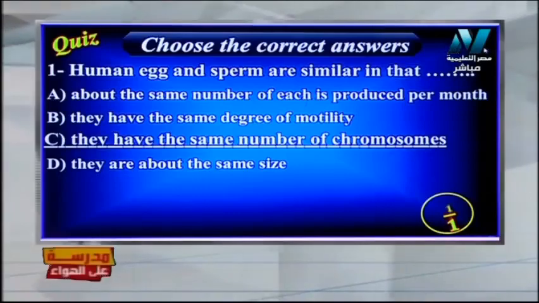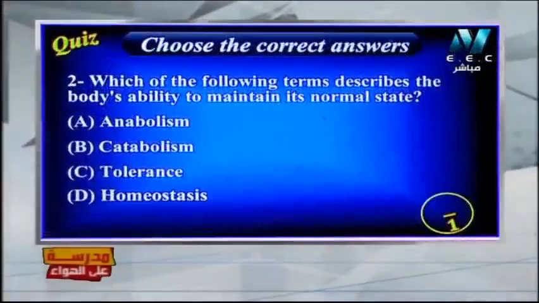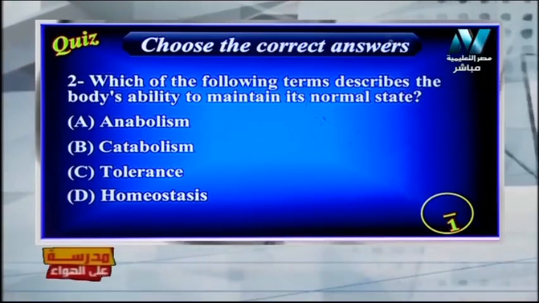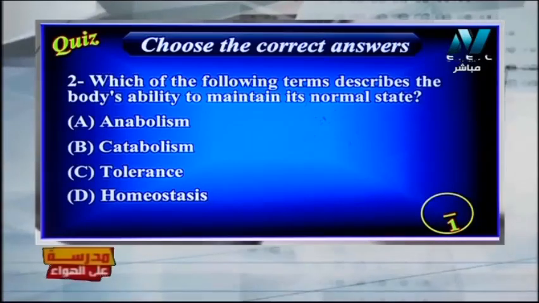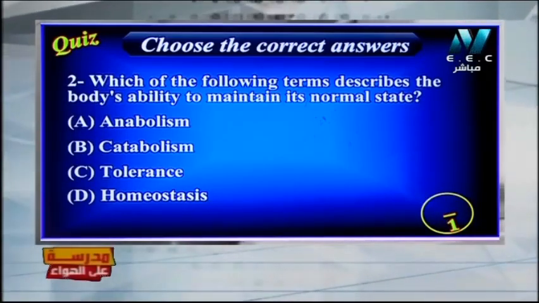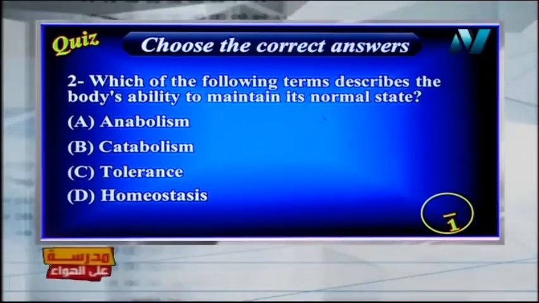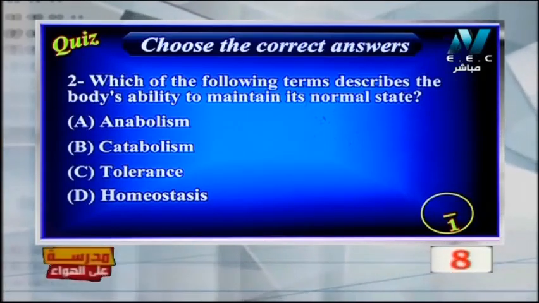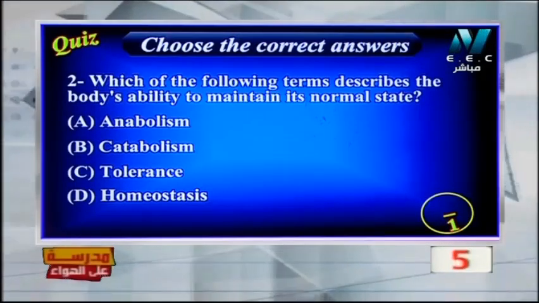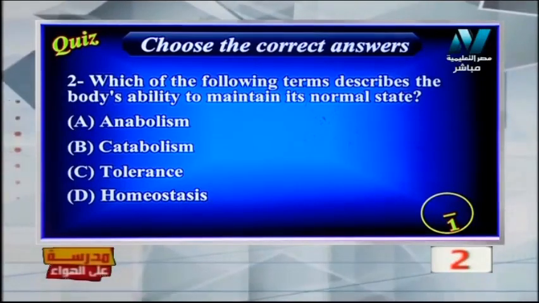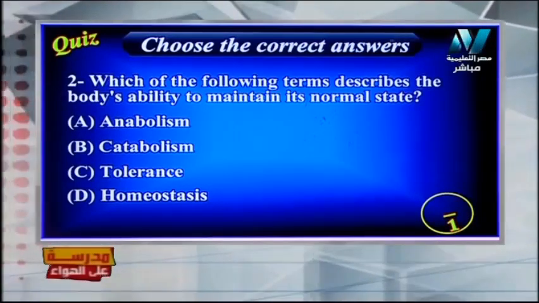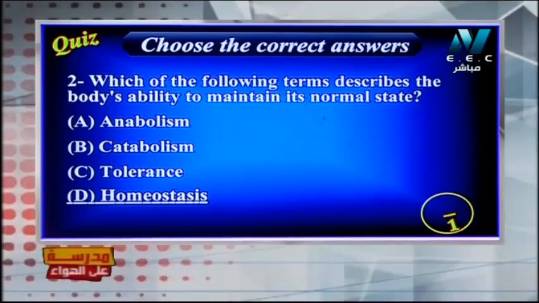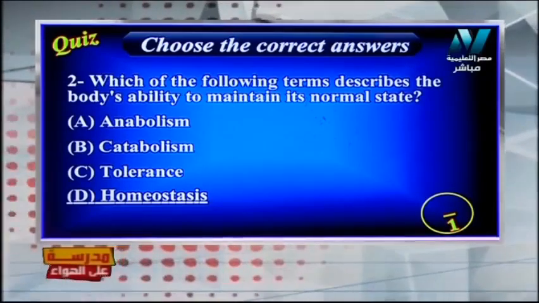The next question also says: choose the correct answer. Which of the following terms describes the body's ability to maintain its normal state? The choices are anabolism, catabolism, tolerance, homeostasis. The 10 seconds are over. Of course everyone said homeostasis. Homeostasis means keeping the internal environmental balance of the body.